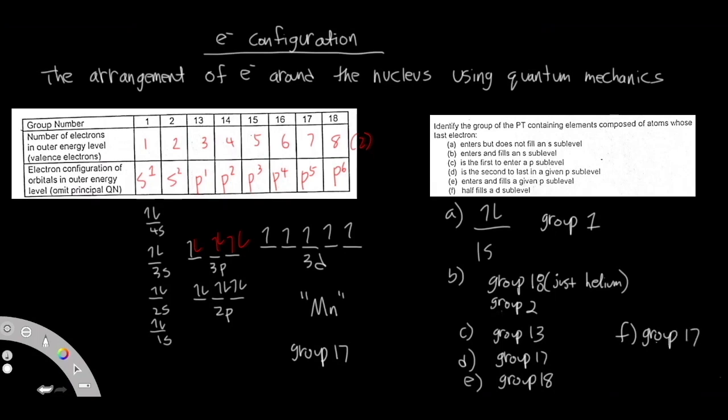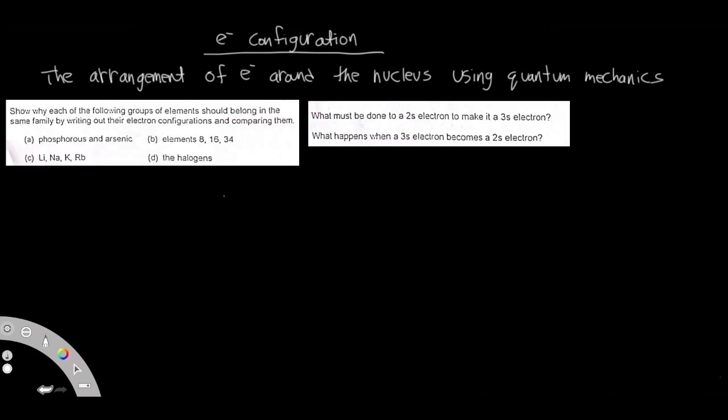Let's do 2 more questions that I want you to try on your own, and then I'm just going to give you the answers to it. All right. Show why each of the following group of elements should belong in the same family by writing out their electron configuration and comparing them. Let's start off with this question. Again, pause the video, try it yourself first.